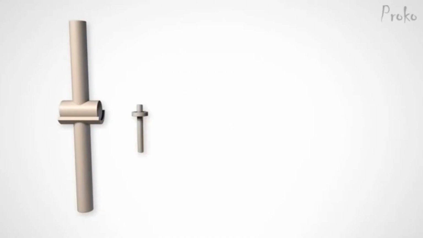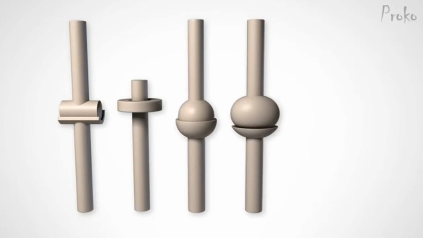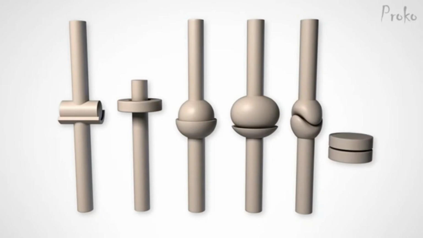Synovial joints are of six types. They are hinge, pivot, ball and socket, condyloid or ellipsoid, saddle, and plane.